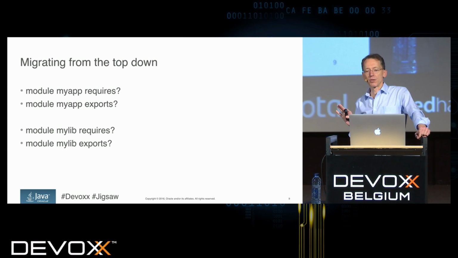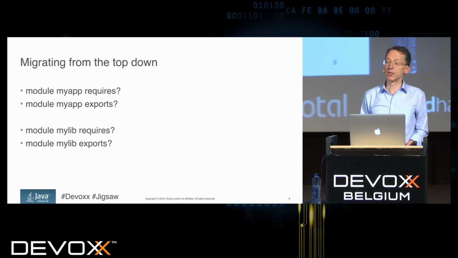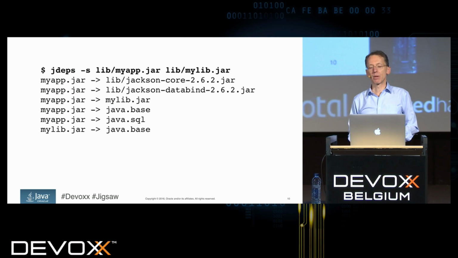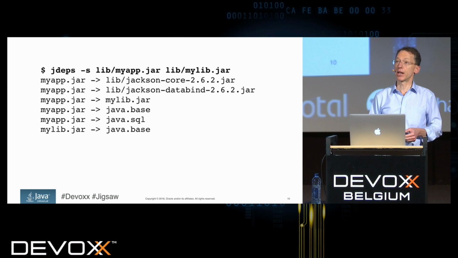Now, whenever you see a module, you should ask 2 questions. What does it require, and what does it export? Requires is how we get reliable configuration, and the exports are what determine strong encapsulation. Let's ask these questions for each of our prospective modules here, myapp and mylib. One way to find out what a module might require, especially if all you've got is the jar file, is to run jdeps on its jar file.